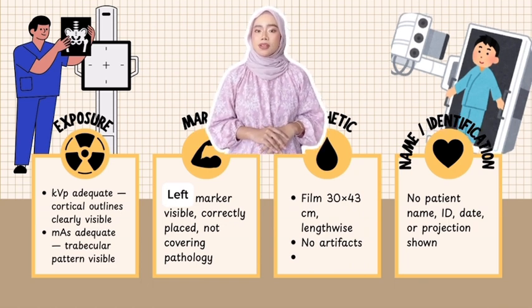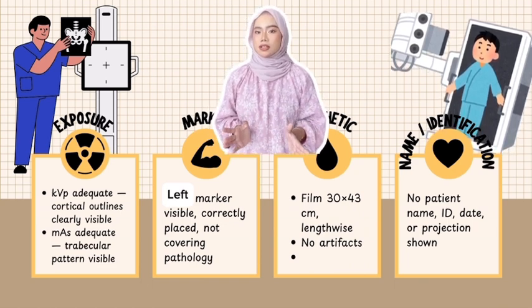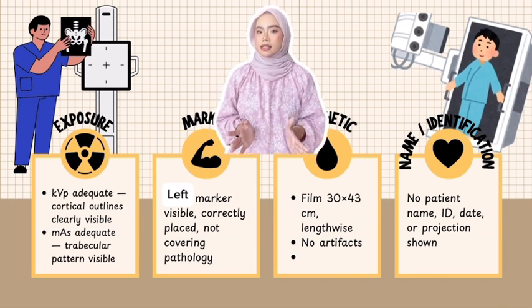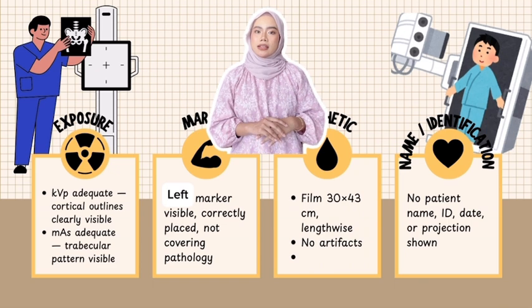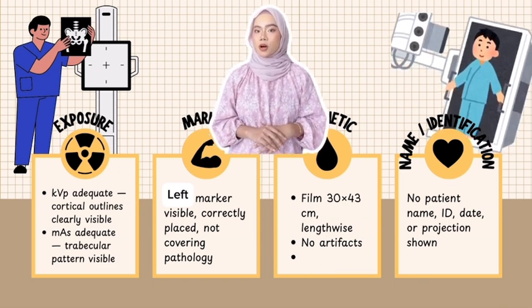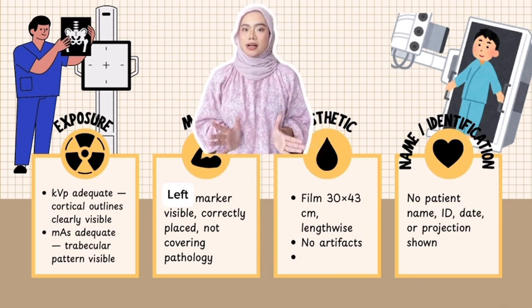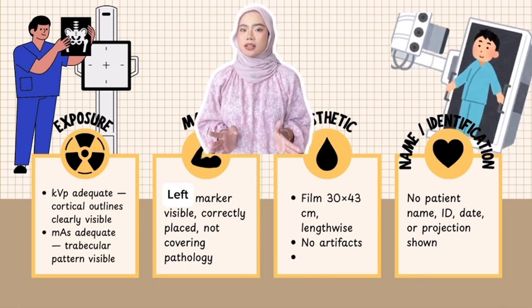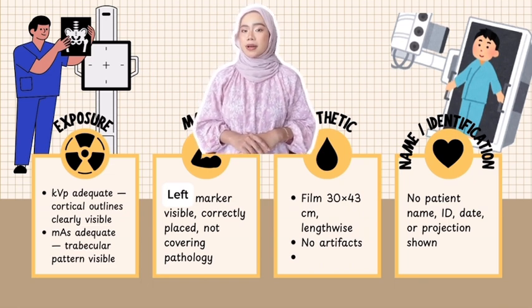This is because the bony trabecular pattern of thin structure, which is the medial epicondyle and lateral epicondyle, can be seen. Also, the bony trabecular pattern of thick structure, which is the distal femur, also can be seen. For marker, the right anatomical marker is clearly visible and correctly positioned. The marker does not obscure the pathology.